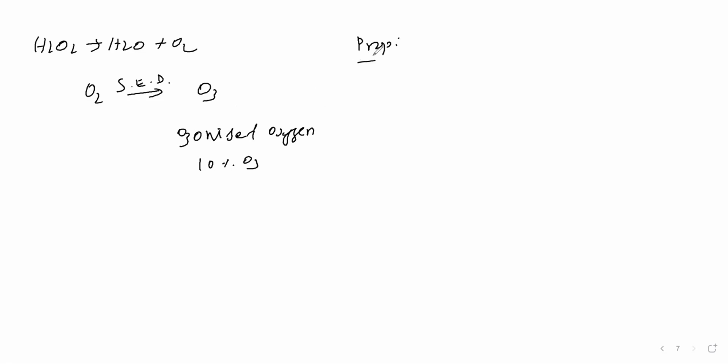Properties of ozone. Pure ozone is a pale blue gas, a dark blue liquid, and a violet black solid. That means the physical state of ozone is different, and the color is also different. When ozone is in the gaseous state it is pale blue, in the liquid state it is a blue liquid, and in the solid state we can say it is a violet black solid.